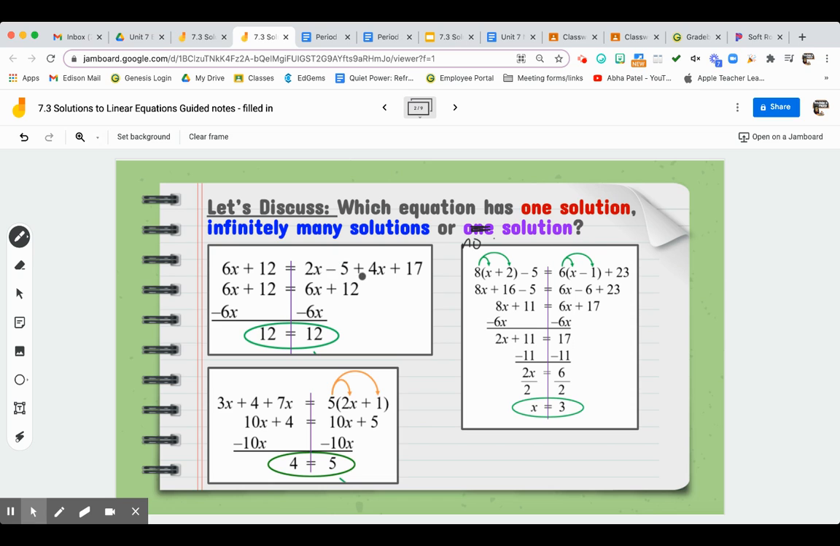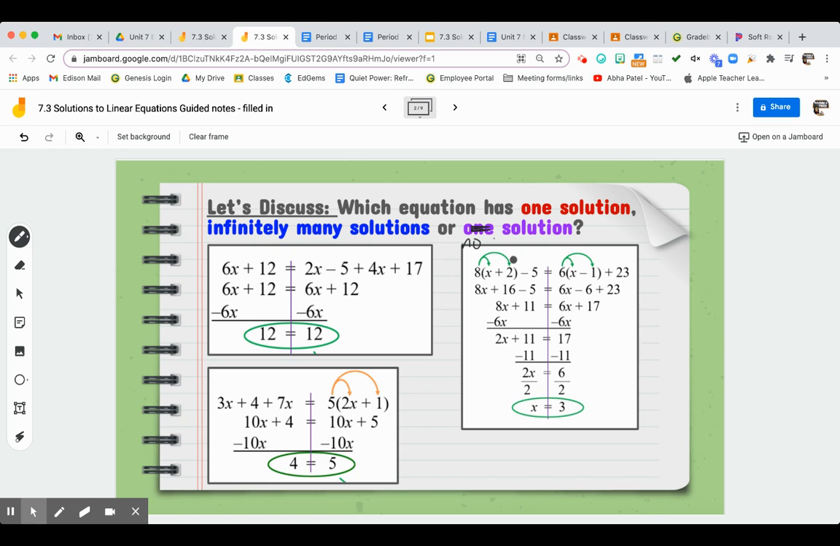Which one of these looks like what you've seen already when you get to the answer? Well, you've never had an answer that looks like 12 equals 12, and then 4 equals 5, but you have an answer that looks like x equals 3. So when you're looking at one solution, infinitely many solutions, or no solutions, which fits the bill for this? How many solutions does x equals 3 mean?